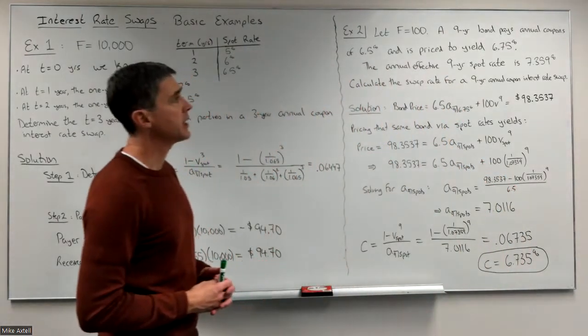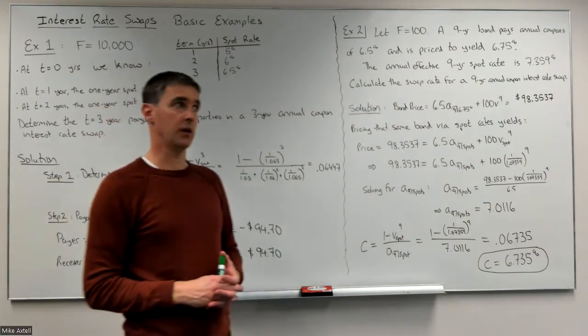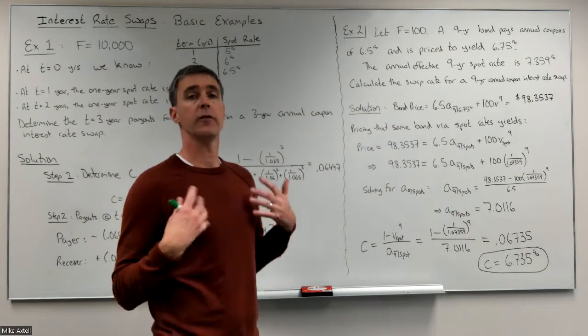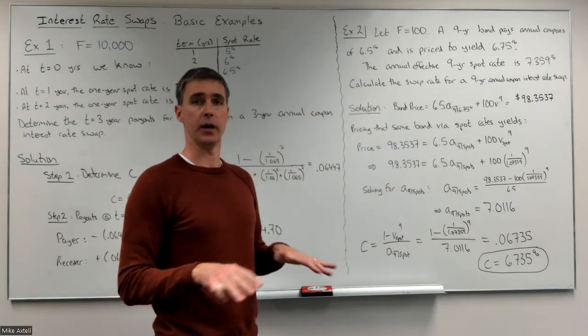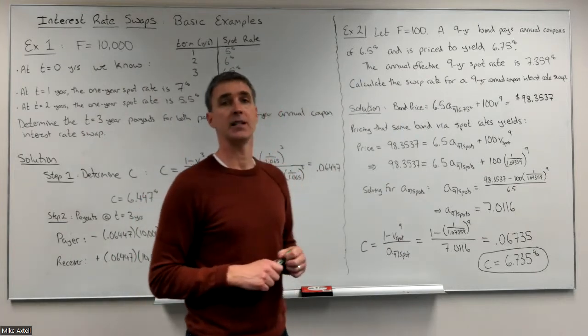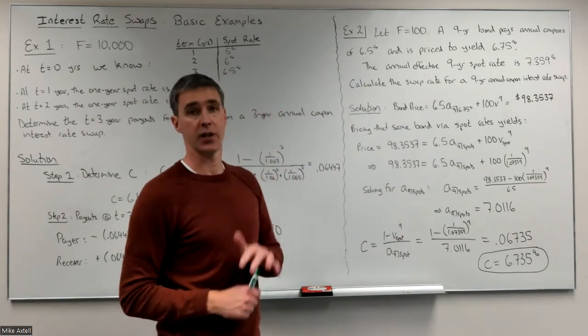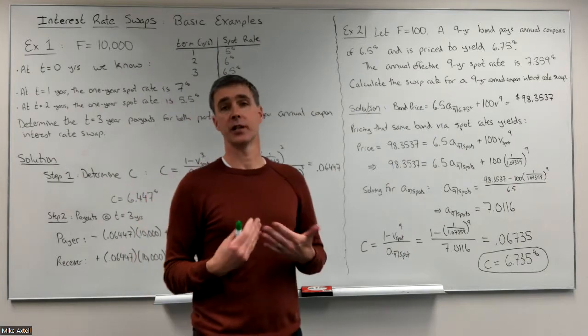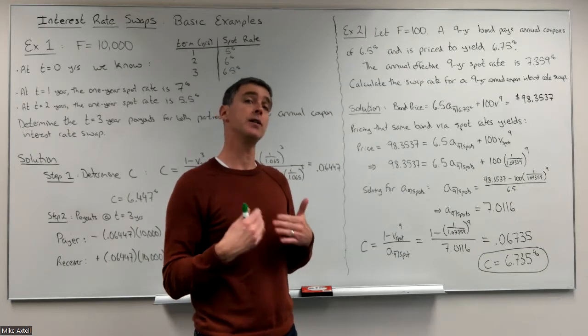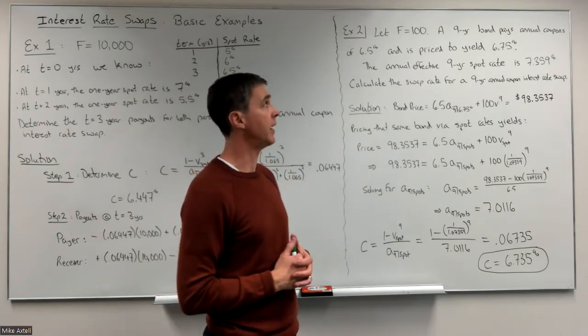All right, the second example is going to be a bit more, well, maybe more interesting. So here's the information we've got. We know the face value of the bonds in question is going to be $100. We're also told that a 9 year bond pays annual coupons of 6.5% and is priced to yield 6.75%. So at time 0, the market is pricing that bond to yield 6.75% per year.